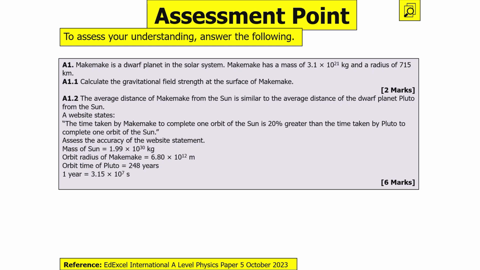Makemake is a dwarf planet in the solar system. Makemake has a mass of 3.1 times 10 to 21 kilograms and a radius of 715 kilometers. Calculate the gravitational field strength at the surface of Makemake. The average distance of Makemake from the Sun is similar to the average distance of the dwarf planet Pluto from the Sun. A website states that the time taken by Makemake to complete one orbit of the Sun is 20% greater than the time taken by Pluto to complete one orbit of the Sun. Assess the accuracy of the website statement. So, pause the video now, then unpause the video when you want to go through your answer.